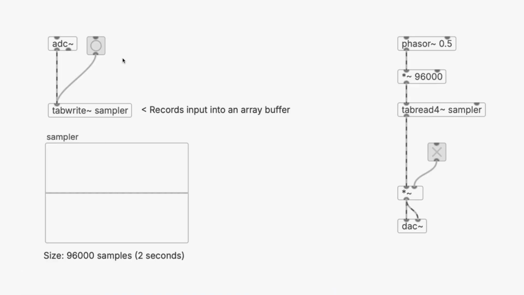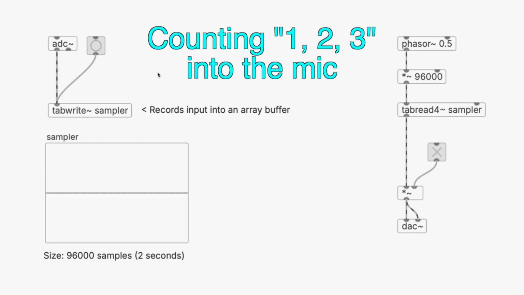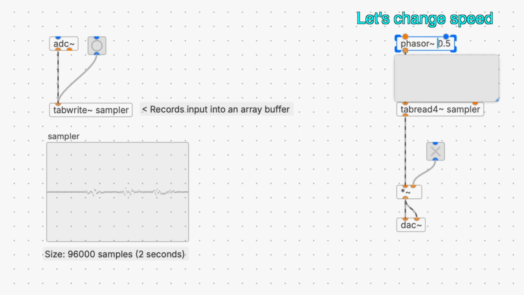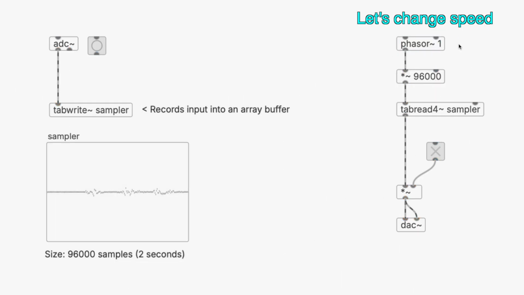Okay, let's test this out. When you press this button, it will record for the length of the buffer, which is 2 seconds, and then stops recording. 1, 2, 3. If we change the frequency to 1 Hz, which is 1 second, the recording is played back twice as fast, resulting in 1, 2, 3.